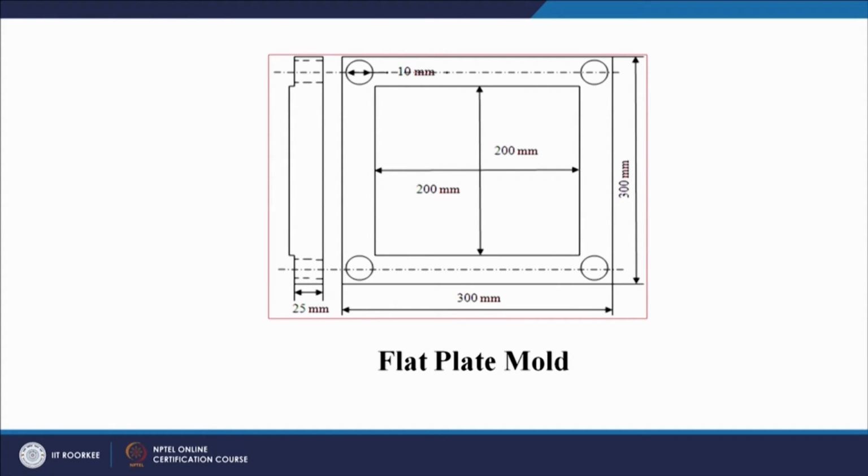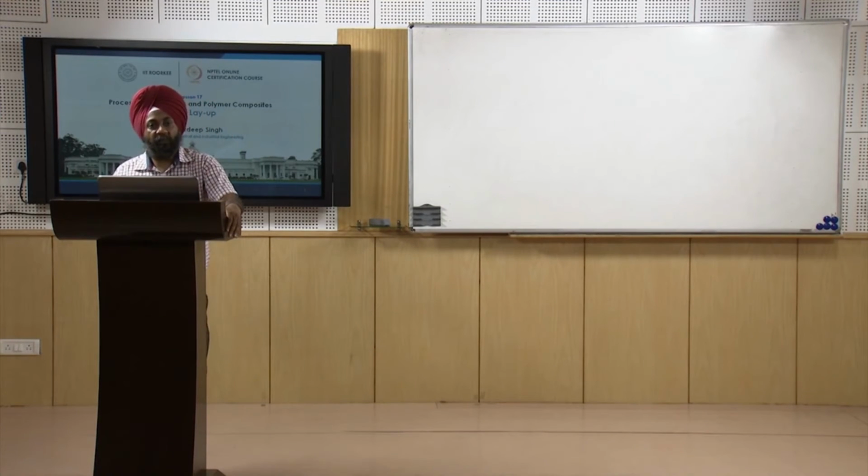The grinding has to be done in order to ensure a very smooth surface, because this surface will be duplicated on our composite part that we are producing. So as fine, as good quality, as good surface finish we can get on our mold, a similar type of surface finish we can get on our composite part. And therefore I am emphasizing again and again that we should have a grinding operation done on our metallic mold, so that we get a very good surface finish of our composite part.